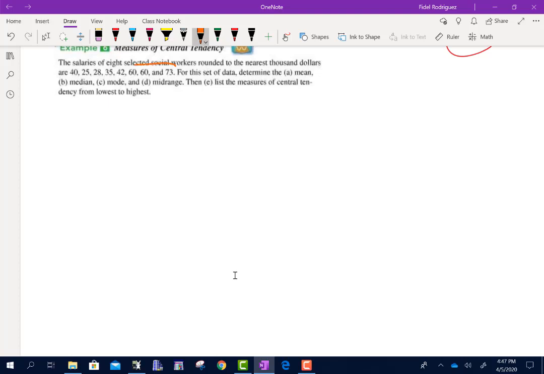Okay, so guys, the first thing I'm going to do, I'm going to go ahead and take these numbers and put them first in order from smallest to biggest. So 25, then it looks like 28 is the next one. After 28, it looks like we have 35, and then 40, and then 42, and then 60, 60, and 73.